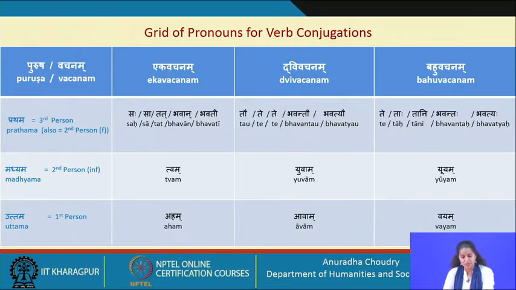So you have ekavachanam, dvivachanam and bahuvachanam. The verbs that get conjugated like the third person are the forms for the words sah, sa, tat, bhavan and bhavati. So the second person formal behaves like the third person, like the usted in Spanish. And then you have the dvivachanam, which is tau, te and bhavantau, bhavatyau. And for the bahuvachanam, te, tani and bhavantah, bhavatyah.